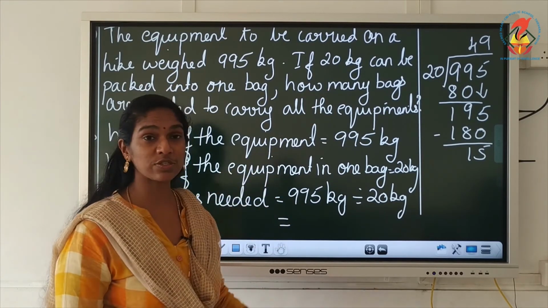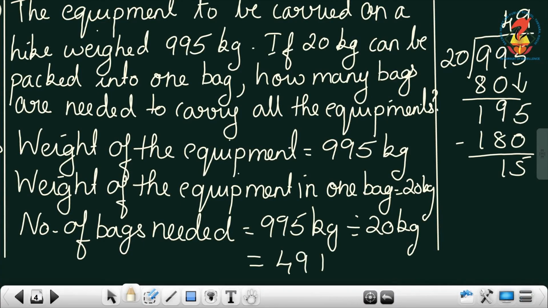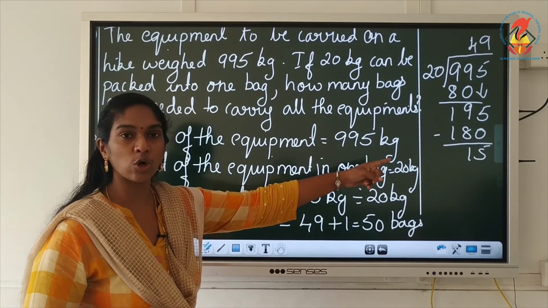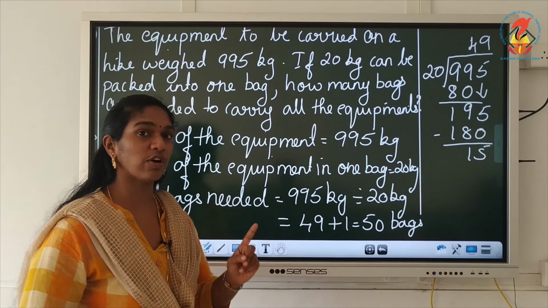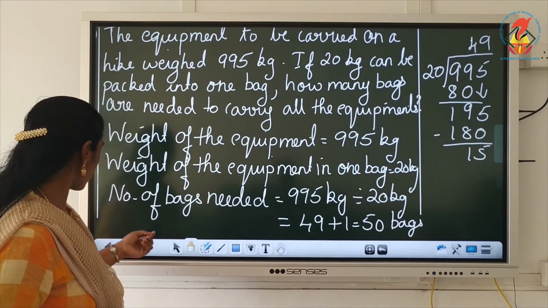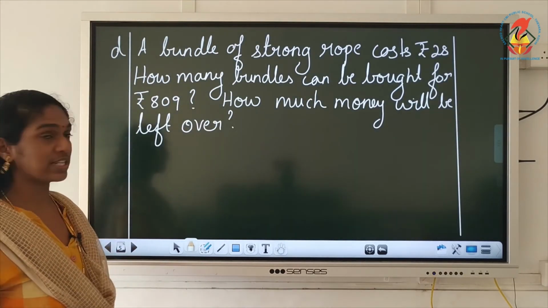So, how many bags will you take, children? 49 plus one more bag you have to take. So, you will take a total of 50 bags. See, I have used the remainder over here. I needed the remainder for the answer. 15 kilogram is left over, so I need one more bag to take that 15 kilogram. Okay, children? Now, moving to the next question.